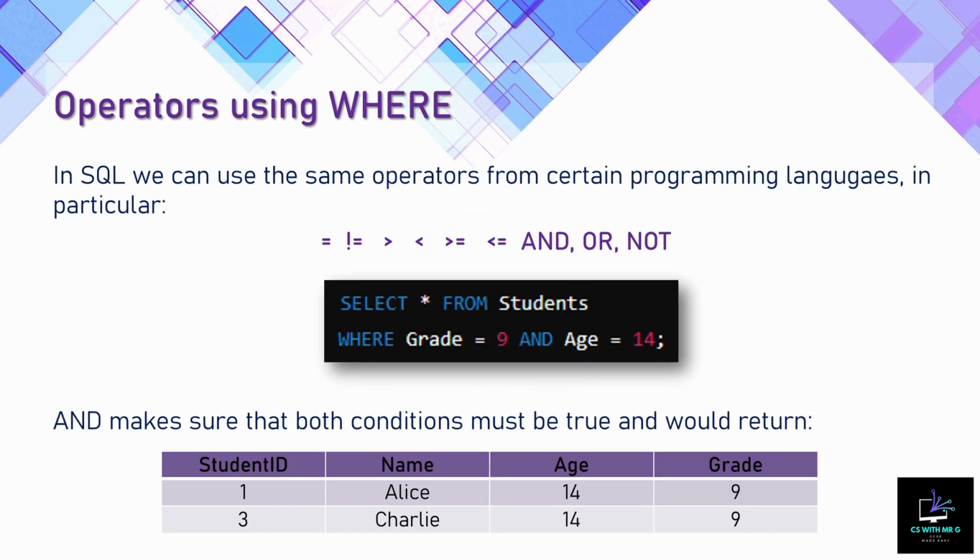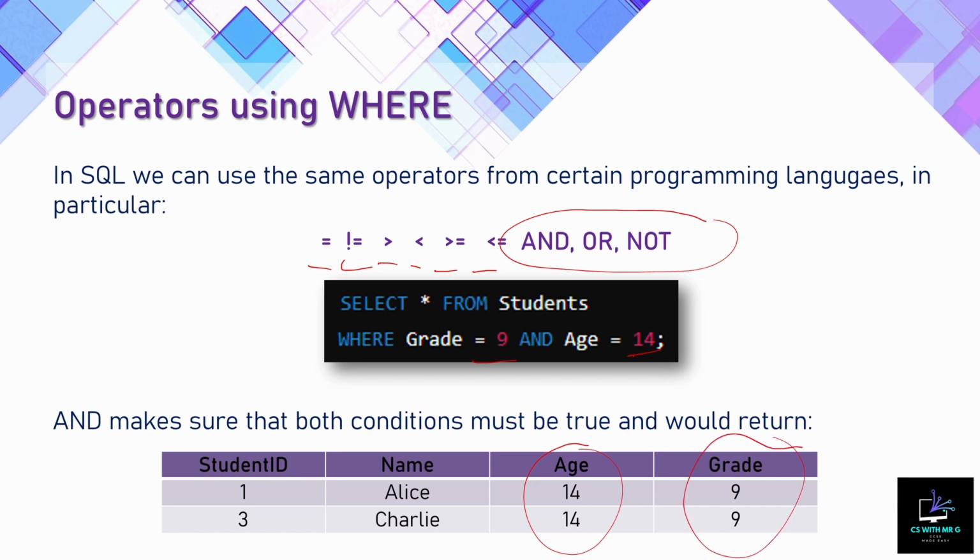And then finally, we can use the operators very similar to programming, which were equals, which I've just used, not equal to, more than, less than, more than or equal to, less than or equal to, and then AND, OR, and NOT. So AND, OR, and NOT can be used to combine two WHERE statements. And in this case, I'm selecting all students from the students table again, where the grade equals 9 and the age is 14. So this returns Alice and Charlie, who are both 14 and both got a grade 9.